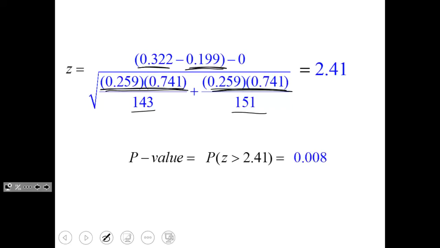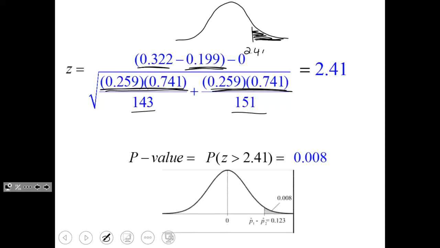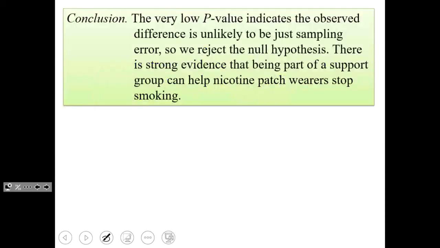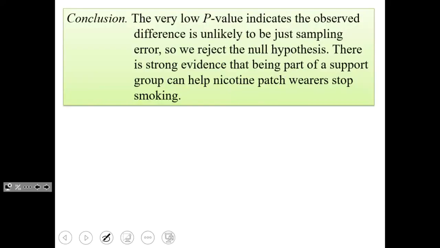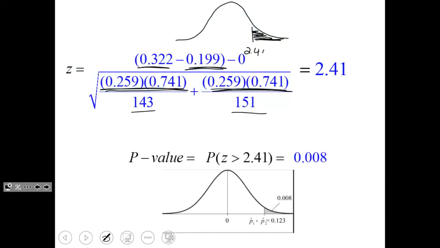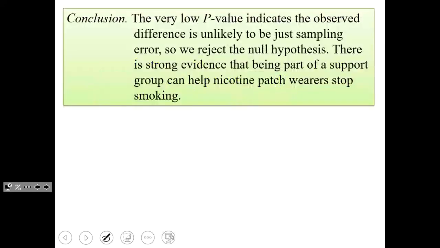It's basically 0.008. Because remember, this is all we've done. And we found this area. Oh, I'm sorry, I forgot that I had the graph on here. Well, that's a pretty low p-value, 0.008. So my observed difference is not likely to just be sampling error, so I reject the null hypothesis. There is strong evidence, because it's 0.008. There is strong evidence that being part of a support group can help nicotine patch wearers stop smoking.